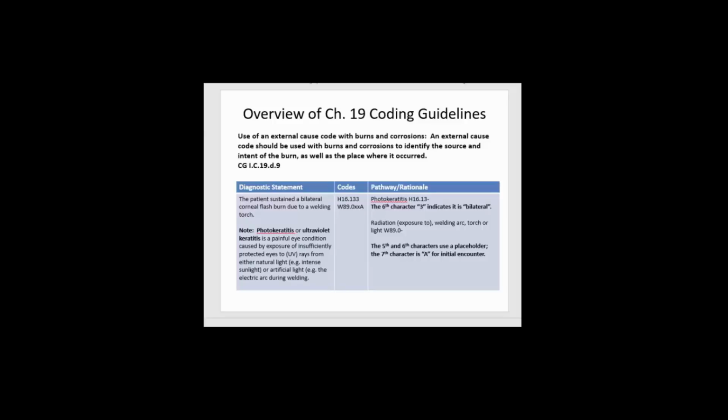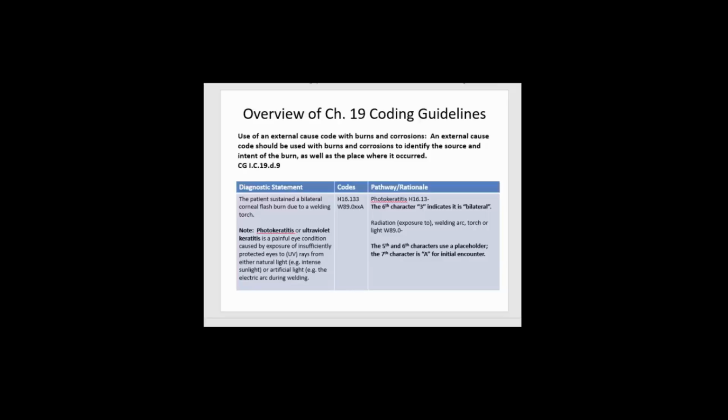But the diagnostic statement I've chosen is something a little bit different. I did this because I wanted you to know that sometimes a burn may not be in the burn chapter, chapter 19, especially when you're talking about eyes. The patient sustained a bilateral corneal flash burn due to a welding torch. A corneal flash burn is really photokeratitis. It's one of those many terms I'm sure you have noticed as you've moved through the semester. Sometimes a medical term already exists that explains something that the doctor says another way.